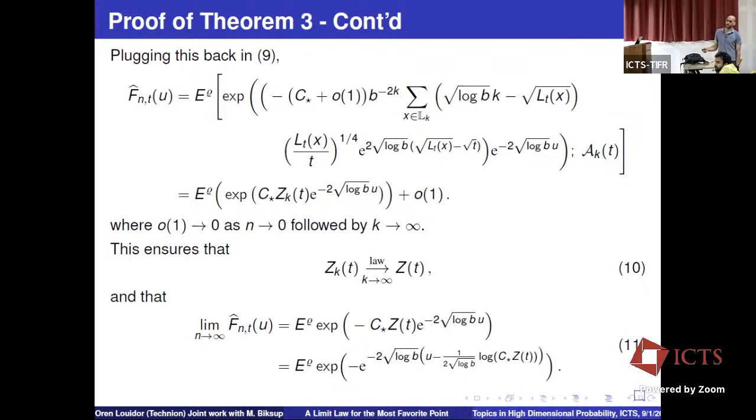And then you can plug it in. So you plug this in, and again, part of the conclusion is that this converges to a limit. And so you get that the limit of this is that. But this is precisely saying that the CDF of the centered maximum is a randomly shifted Gumbel. So this is the Gumbel, and this is the random shift. You can see it here.